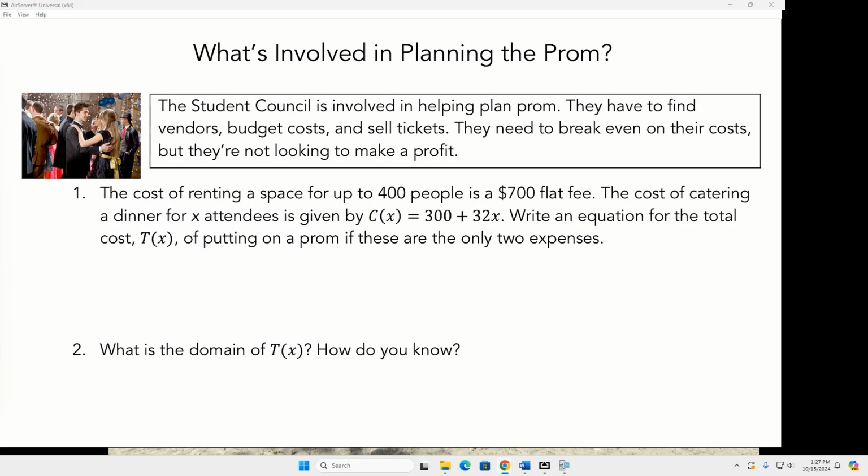We know that the space for up to 400 people is $700, and then the catering is that function. So if we want a total cost function, what would you do with that 700 and that 300 plus 32x? You would just add them together, and it would be 1,000 plus 32x. Now, some people were trying to do other things there. That's all you have to do. Just add them and you're done.